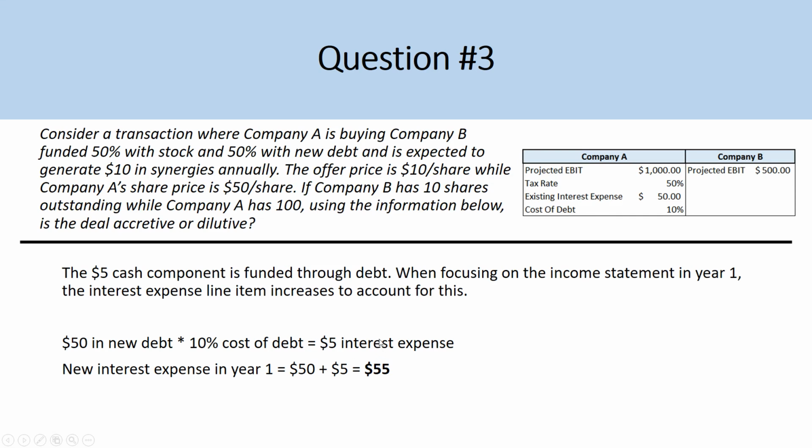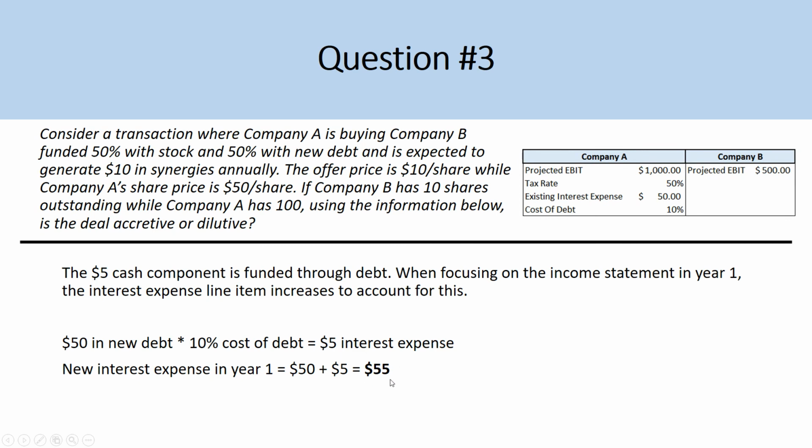So really, when we add the new interest expense, the company's existing interest expense on a standalone basis was $50. We then add the transaction-related new incremental interest expense of $5. So the new interest expense in year one will be $55.